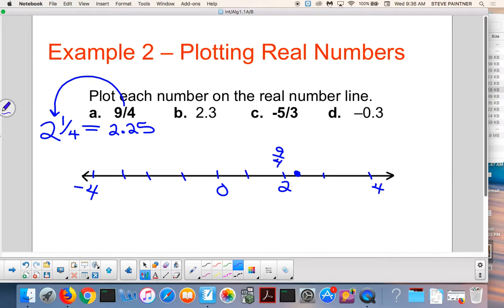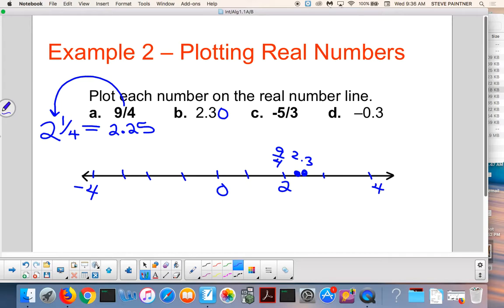Okay, 2.3 though. Where's 2.3? Well, 2.3 is really 2.30. What comes after the 3? 0. So that's like saying $2.25, $2.30. Where will the 2.3 go? Yeah, right next to it, but what side? Further to the right or to the left? To the right. You'd probably put a 2.3 right there, wouldn't you? Okay, there's your 2.3.